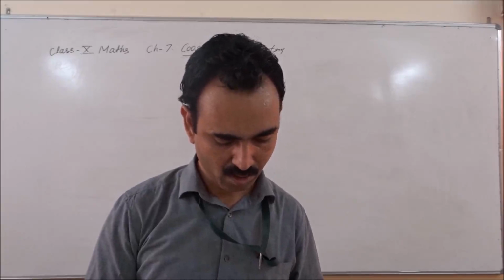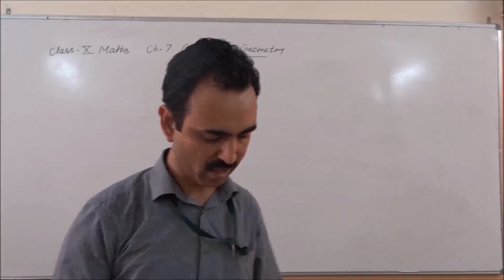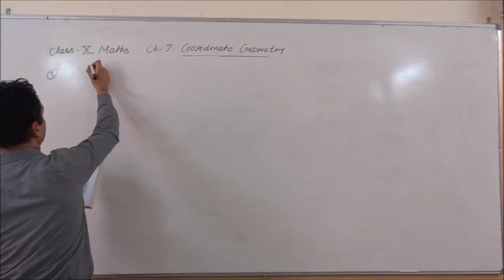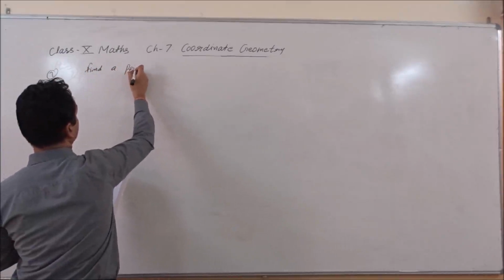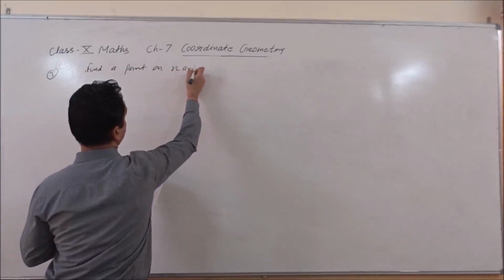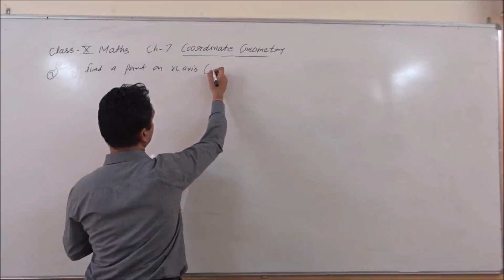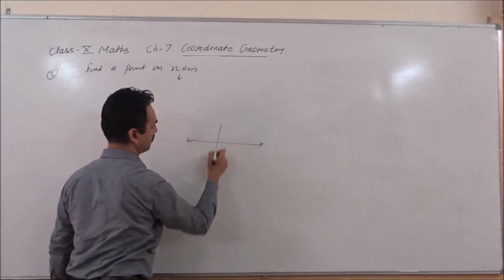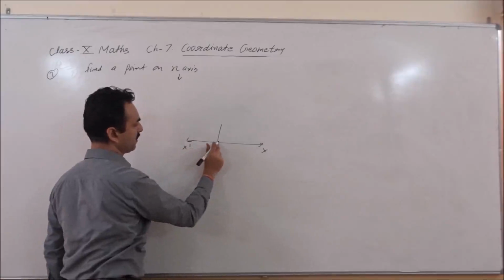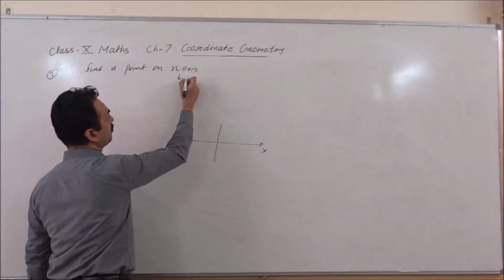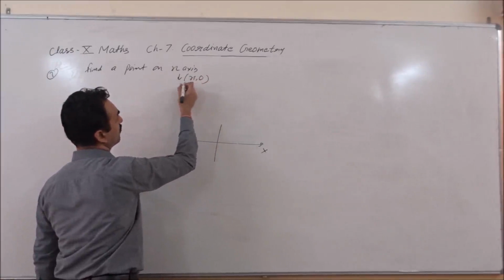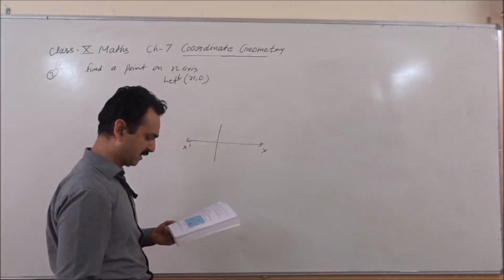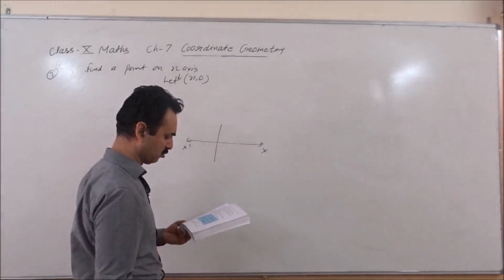Find the point on x-axis which is equidistant from these 2 points. Yeah, this question is very important. Question number 7. Find a point on x-axis. On x-axis means this one, on this axis. So you can see on this axis always y is 0. So we can write here x, 0. Always y is 0. Equidistant from (2, -5) and (-2, 9).